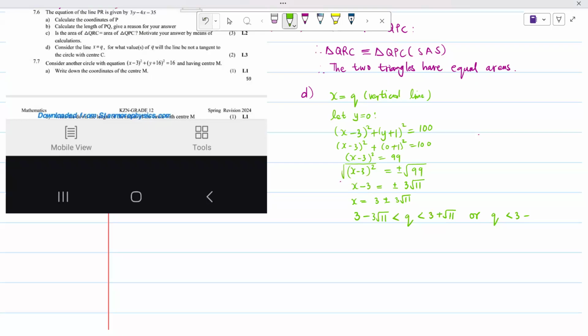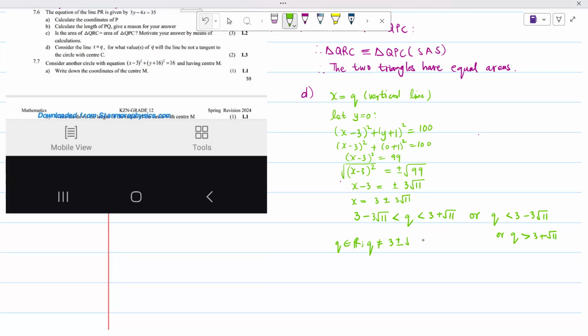But all of this can be summarized by just saying q is an element of the real numbers, but q is not equal to 3 plus or minus 3 square root of 11. I wanted to say q is not equal to plus or minus 3 square root of 11. I must say 3 square root of 11, like that. If I write it like this, it's much easier and quicker than all that I wrote here. This is good.